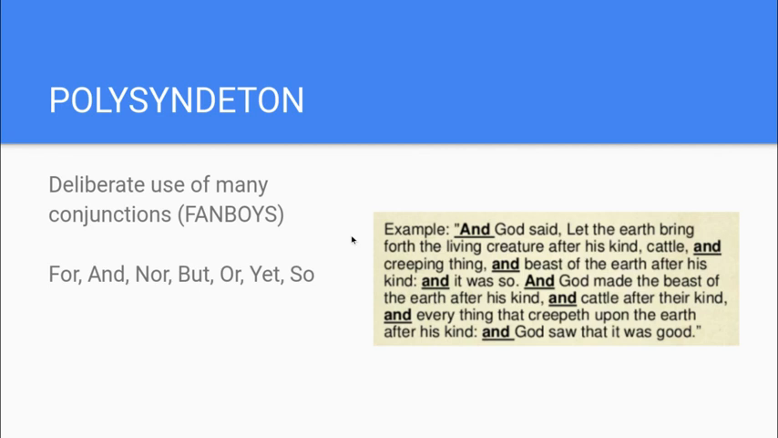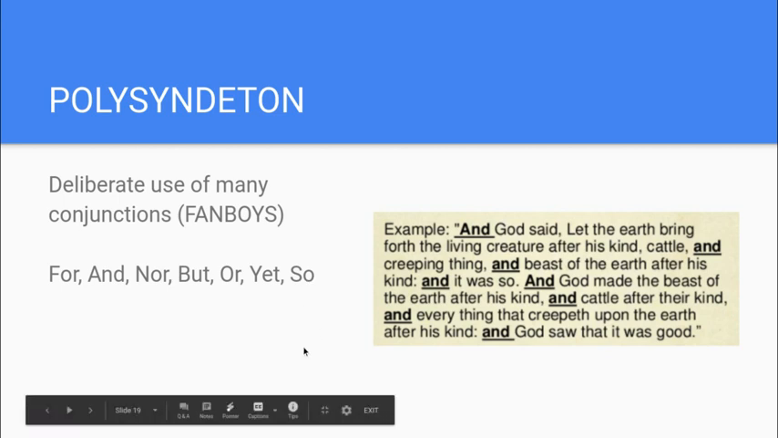Polysyndeton is another one of my favorites. That is when a writer uses coordinating conjunctions. We often refer to them as your fanboys: for, and, nor, but, or, yet, so, kind of back to back to back for purpose. So in this example, the author, it's the Bible, is repeating and just emphasizing, right, all the things.